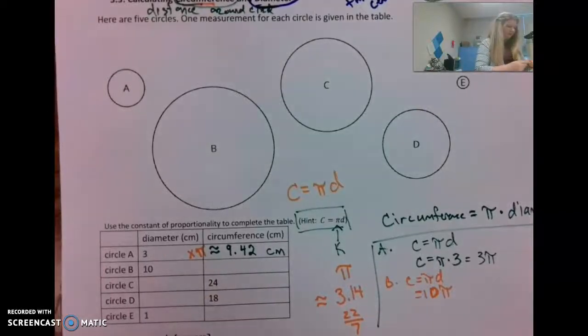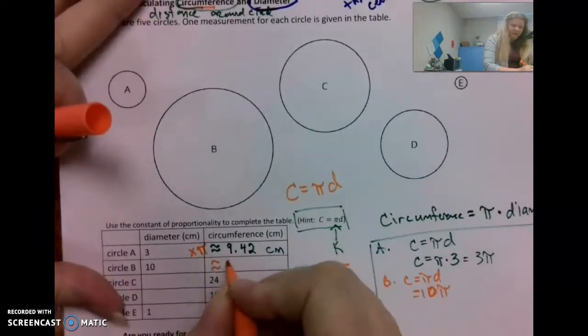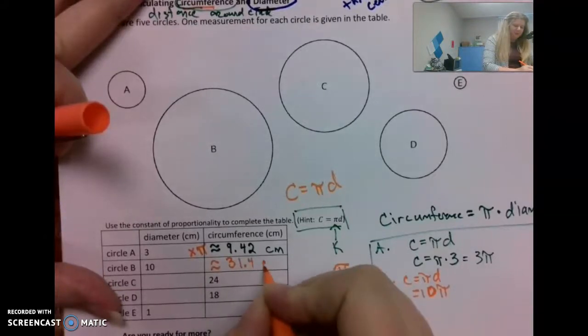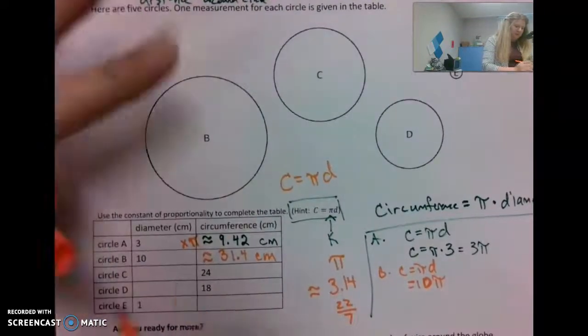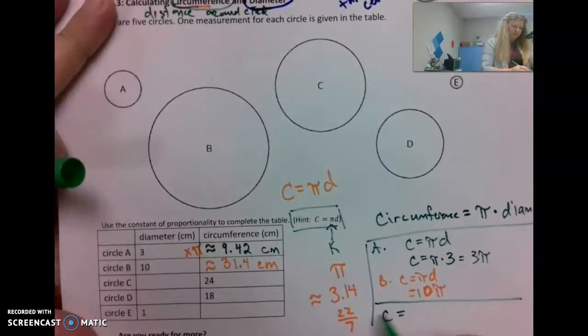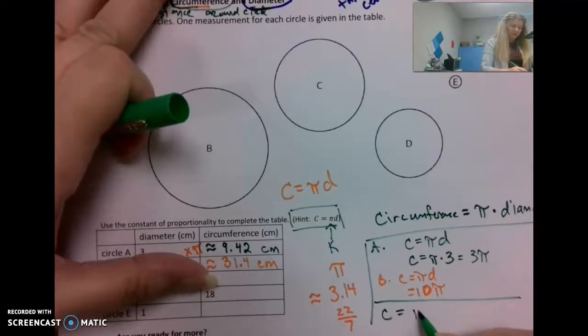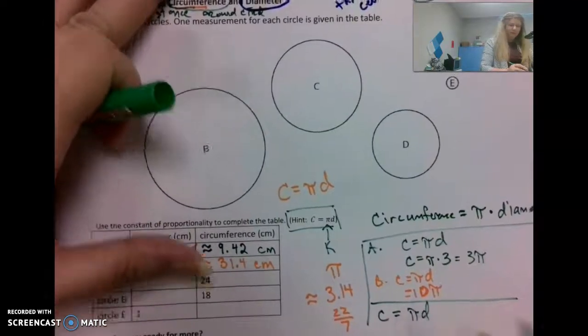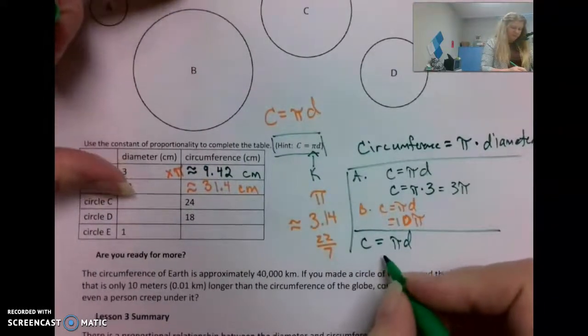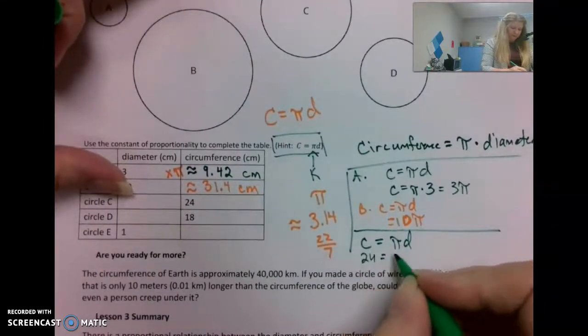So for my answer here, I'm going to put the circumference as approximately 31.4 centimeters. The next one, they made this one interesting because they're actually giving me the circumference. So what I'm going to have to do, I mean, I've been solving equations, but I'm going to solve this one a little differently because of the information I have.